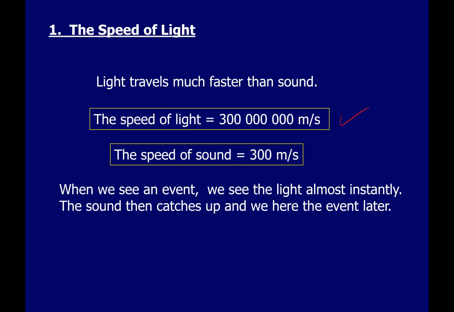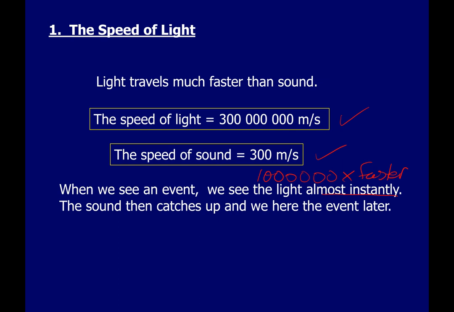Like I wrote on the last slide, it's 300 million meters per second. To give you some context, sound travels very fast as well, but only at about 300 meters per second. So that is a million times difference. Is that really right? Yes, 1 million times faster. When we see an event, we see the light almost instantly, no matter how far away we are, but the sound catches up to you later.